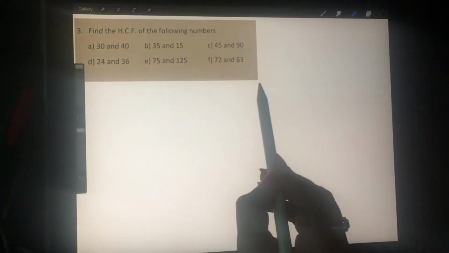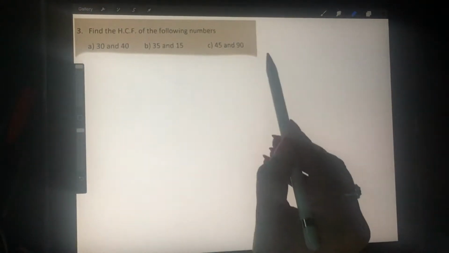Hi everyone, we are currently busy with numbers 1, finding the highest common factor of numbers by prime number decomposition. In this video, I'm doing exercise 2, number 3, finding the highest common factor of these following numbers. But in this specific video, I'm only doing A, B, and C. I'll do D, E, and F in the next video, so please check that out when you've finished watching this one.